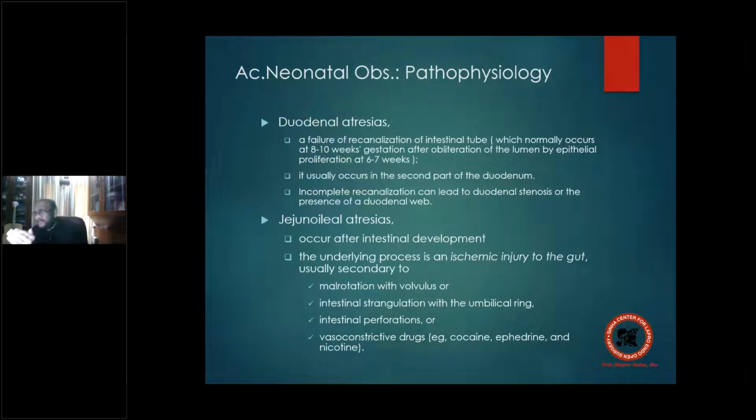So initially it is solid cord-like, and final recanalization has to occur, which normally occurs at the 8th through 10th weeks of gestation after obliteration of the lumen by epithelial proliferation at 6 to 7 weeks. So initially lumen, then epithelial proliferation occurs at 6-7 weeks, it gets obliterated, and then recanalization. That means it is now being canalized for the second time. If the recanalization doesn't occur, then it is usually the cause for duodenal atresia. So duodenal atresia is a failure of recanalization of the intestinal tube, which was destined to occur at 8 to 10 weeks gestation.